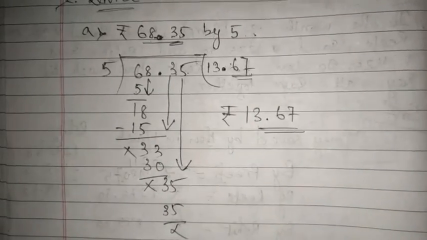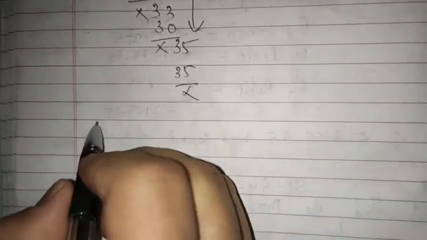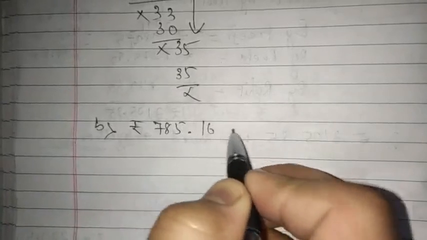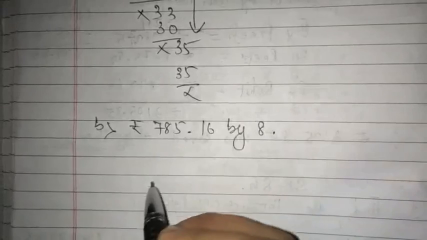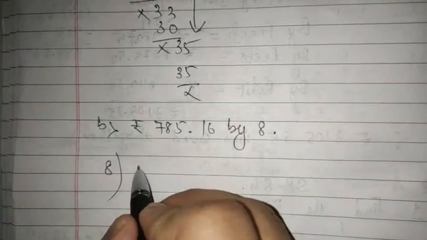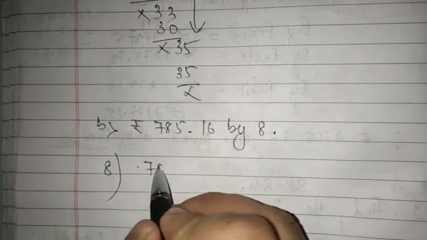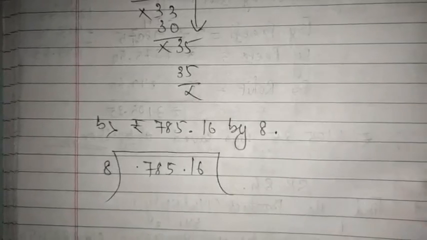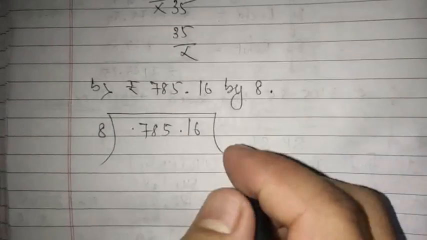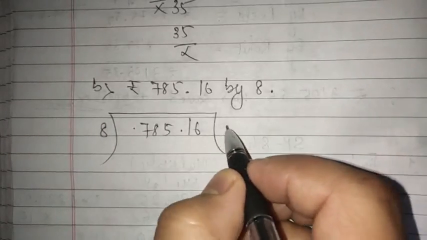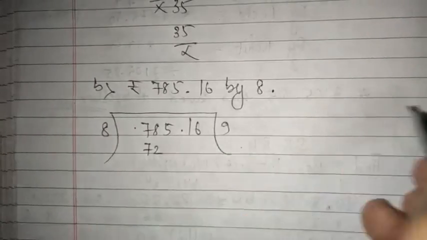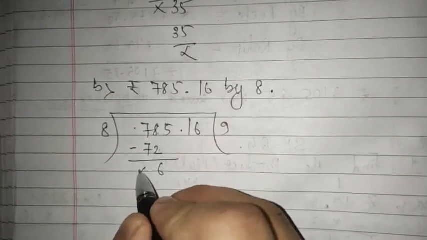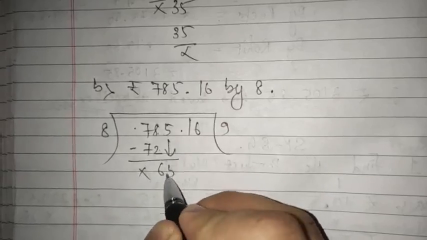Okay. So proceeding to part B. I'll write the question: rupees 785.16 divided by 8. So 8 is the divisor here, and 785.16 is your dividend. Let us start dividing. 8 9s are 72, because 8 10s are 80, not possible. So 8 minus 2 is 6. 7 minus 7 is 0. Now 5 will come down there.